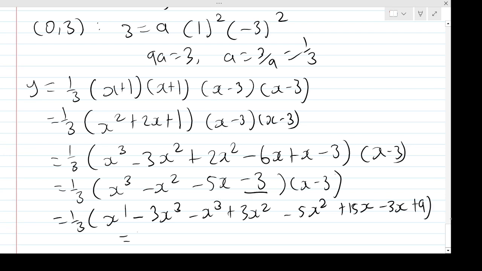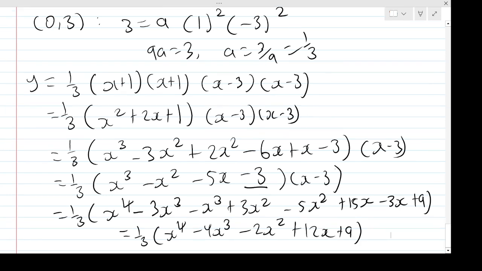Okay, so let's simplify. So we have a third. Let's collect all the terms together, and that's x to the 4 here. There we are. So that's x to the 4 minus 3x cubed minus x cubed, minus 4x cubed, plus 3x squared minus 5x squared would be minus 2x squared. Then plus 15x minus 3x would be plus 12x, plus 9, and there we are.